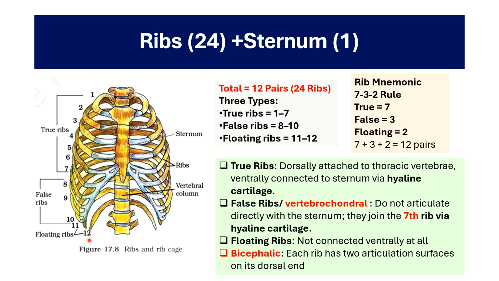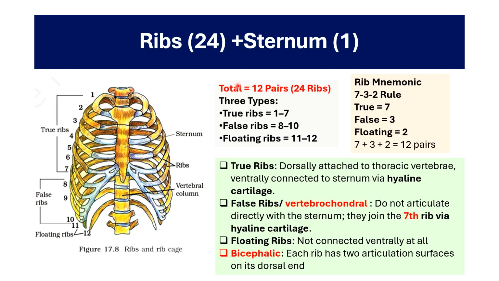So number 11 and 12 constitute the floating ribs. So we saw here there are 12 pairs or 24 ribs that are present in the human body. Now, the false ribs are also known as vertebrochondral. Okay, and the human ribs are called bicephalic because in the dorsal end, or in the back region, they are attached to 2 points, or they have two articulation surfaces. That's why the ribs are called bicephalic.